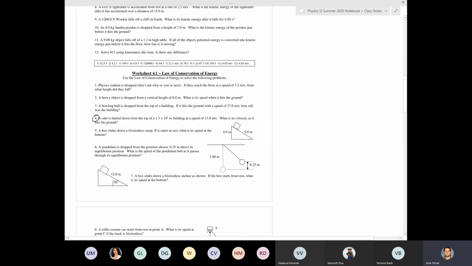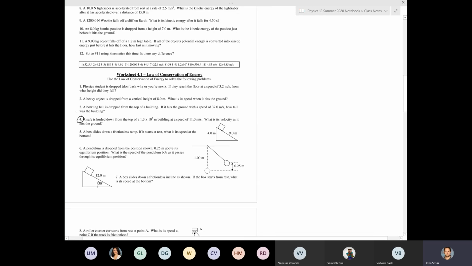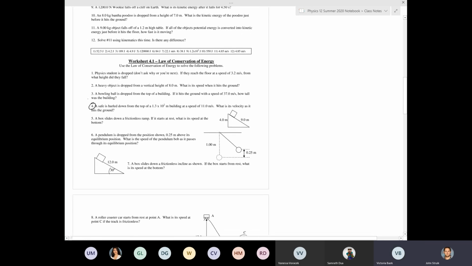Okay, number 4 first. A safe is hurled down from the top of a building at a speed, what is its velocity as it hits the ground? If you think about the top of the building, the safe has EP up here. And typically, if you were to drop a safe, its VI would start at 0. But because it's being thrown downwards at a speed of 11 meters per second, it also has EK. So it's going to have EP plus EK at the top, and then at the bottom, it's only going to have EK.